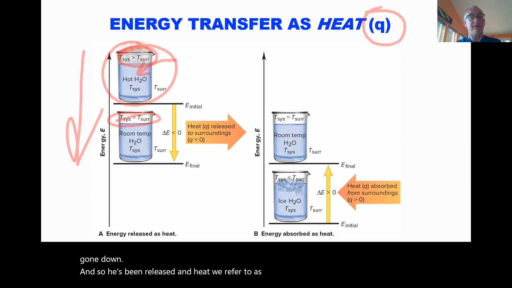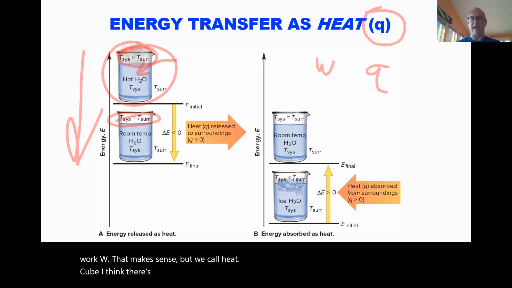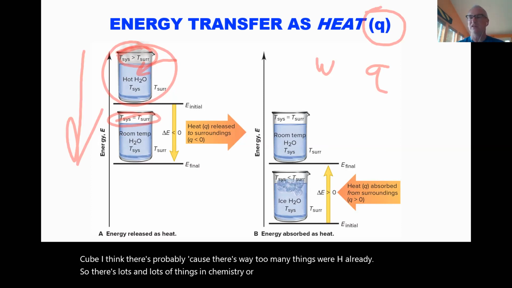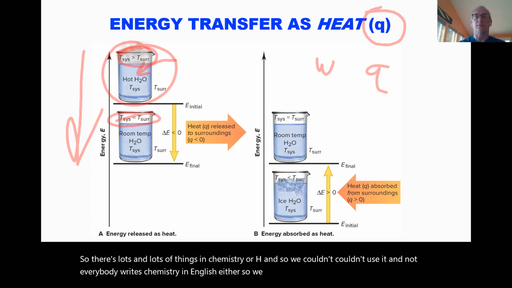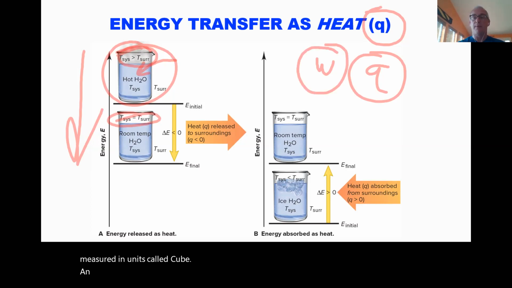Why we call it Q, I have no idea. Because we call work W, that makes sense, but we call heat Q. I think it's probably because there's way too many things for H already. Lots and lots of things in chemistry are H, so we couldn't use it. And not everybody writes chemistry in English either. So heat transferred is measured in units called Q, and work is just work. Both are measured in the same units, and I'll get to that in a second.